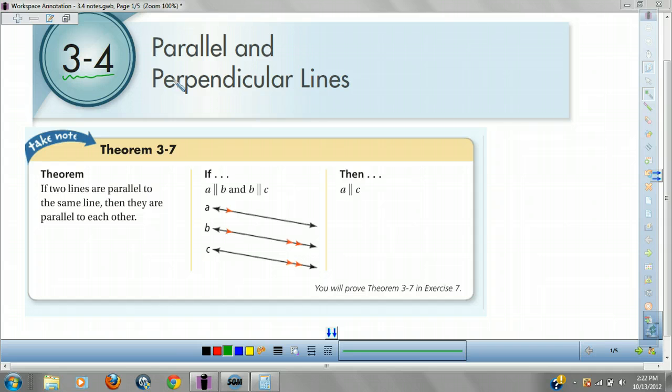Theorem 3.7: if two lines are parallel to the same line, then they're parallel to each other. We'll call it the parallel transitive property. Because if A and B are parallel, and B and C are parallel, then A and C are parallel. Again, it's your transitive property of parallel lines, and it's going to end up kind of working with perpendicular too in a way. So if A is parallel to B, and B is parallel to C, A is parallel to C.